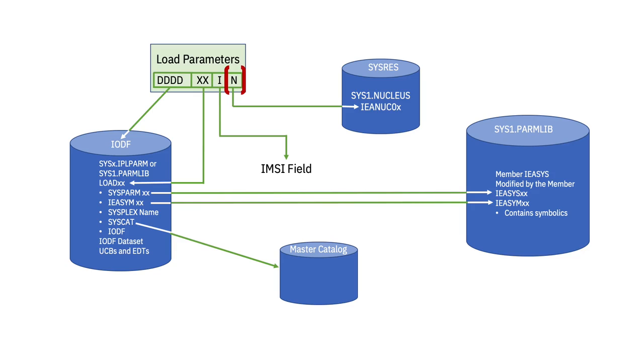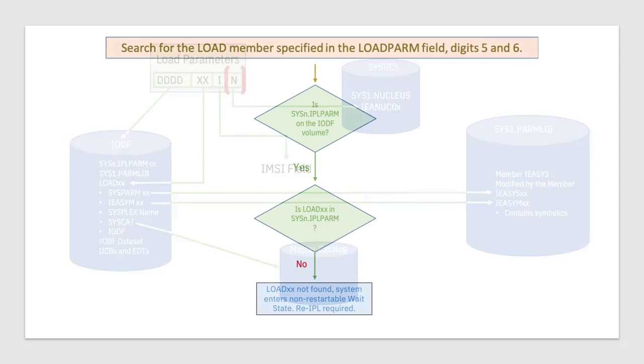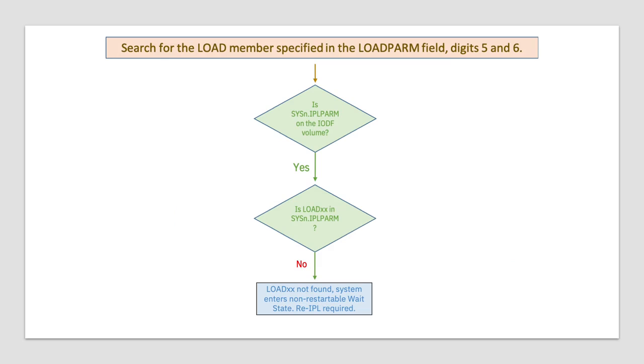During IPL, the system will begin looking for the information it needs to fully come up. First thing it'll look for is the LOADxx member. This tells it some vital information about the system. So the IPL Resource Initialization Module, IRIM, first attempts to locate the LOADxx member in the SYS0.IPLPARM dataset. This is just a dataset where the LOADxx member is kept.